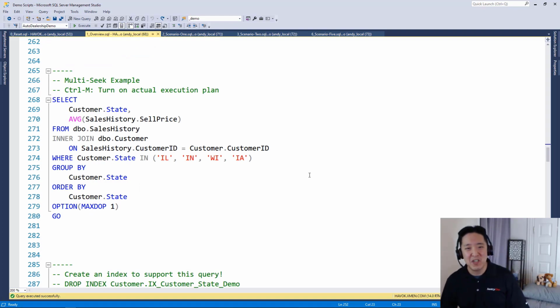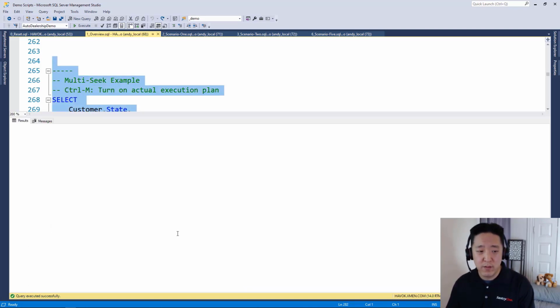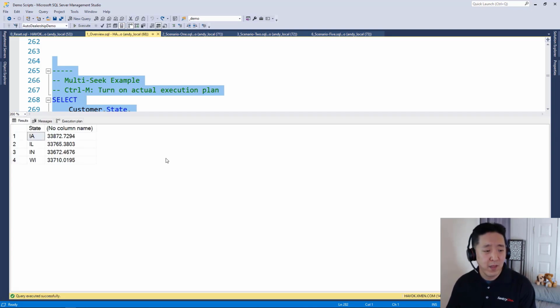This is the example that I really want to talk about here. We're doing a query against sales history and the customer table where the customer state is in one of these four different values. These are four different states in the United States. We're just going to run this and take a look at the corresponding execution plan.